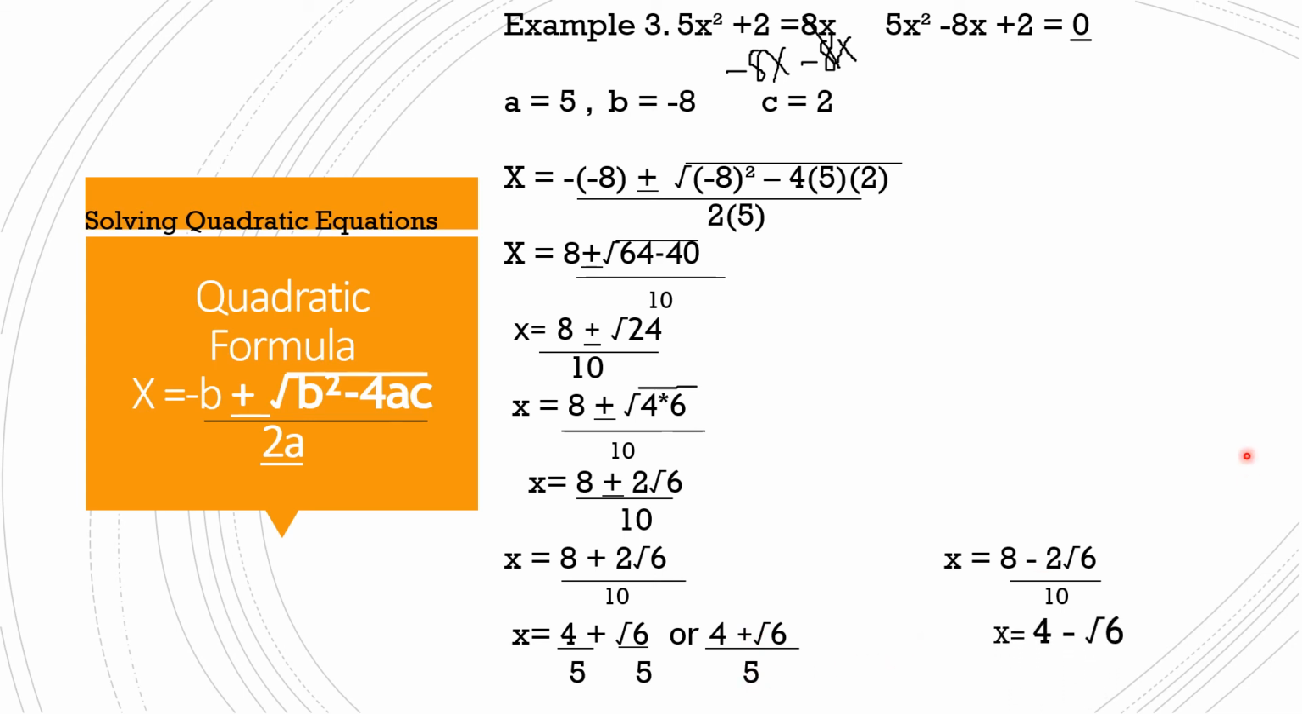On the second equation, we have 8 again, and 10, simplest form is 4 over 5. And then 2 and 10 is 1/5. So 1 over 5 times square root of 6. So we have two values of x here. 4 plus square root of 6 over 5, and 4 minus square root of 6 over 5.